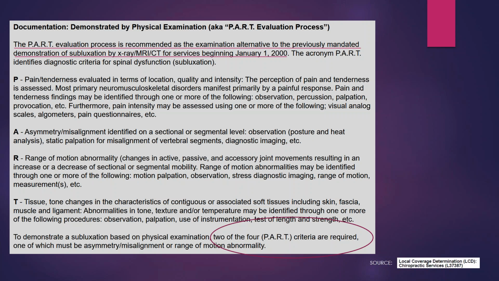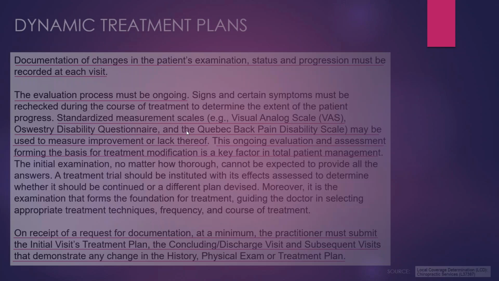Now, it states here in the PART exam to demonstrate a subluxation based on physical exam, 2 of the 4 PART criteria are required, one of which must be asymmetry, misalignment, or range of motion. So you can have P and A, P and R, you can have T and R, T and A, but you cannot have P and T as the only criteria. You must have at least asymmetry or range of motion documented within the physical exam to document medical necessity under PART.